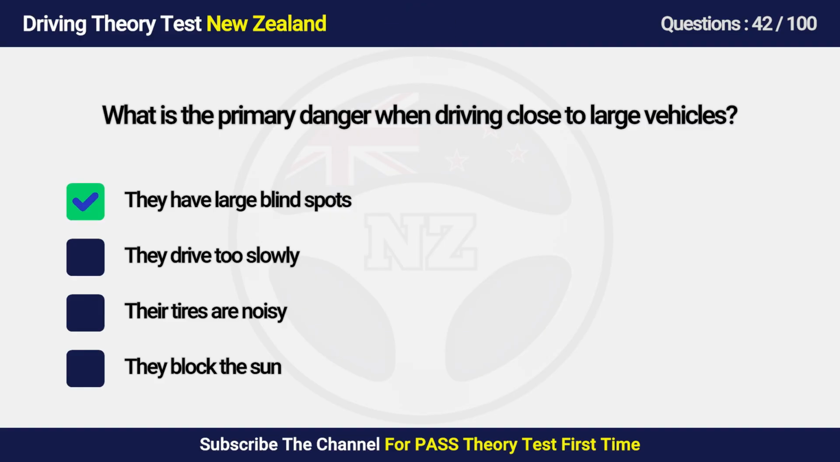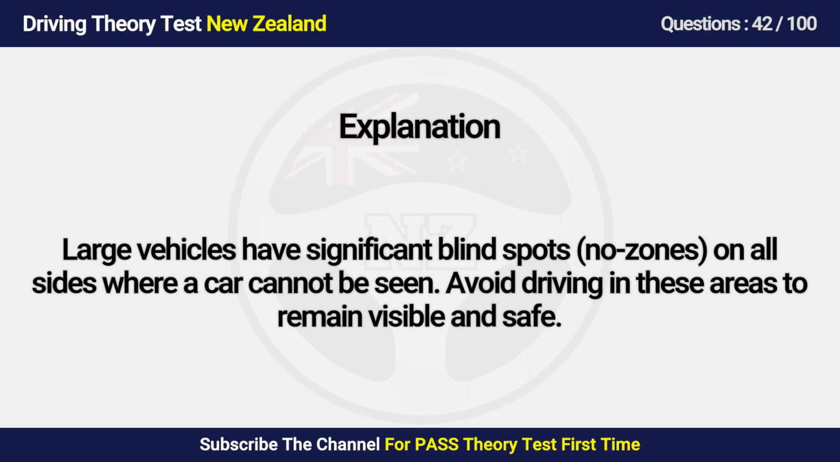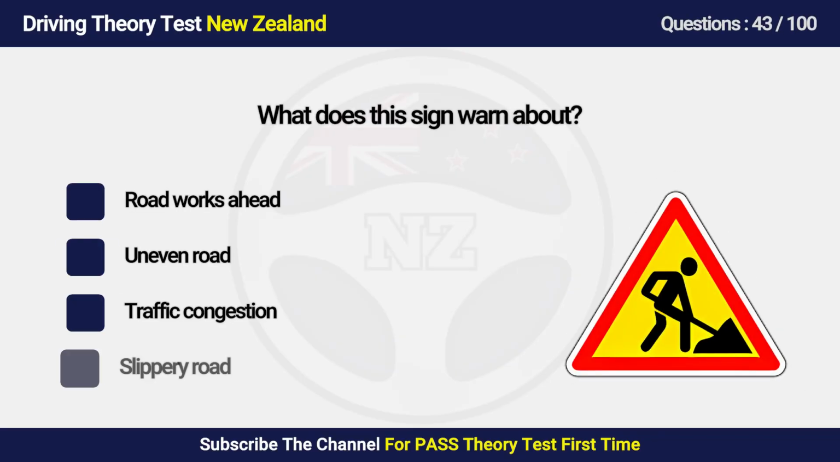Answer is A. They have large blind spots. Large vehicles have significant blind spots on all sides where a car cannot be seen. Avoid driving in these areas to remain visible and safe. Question 43. What does this sign warn about?